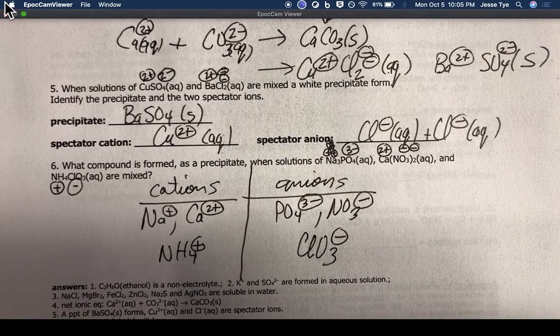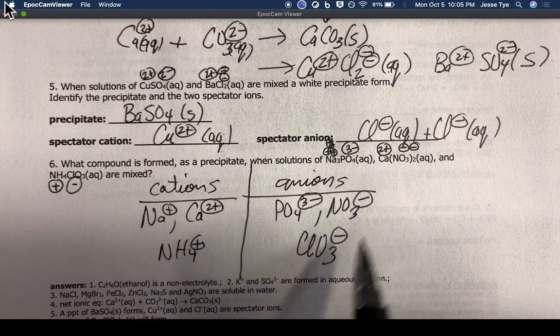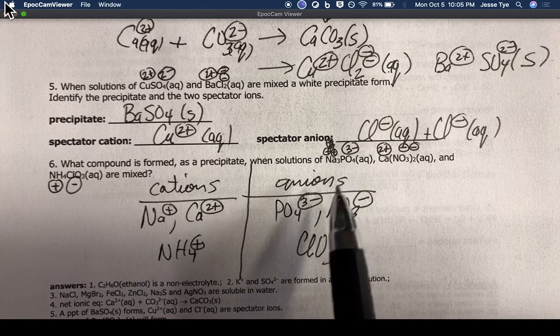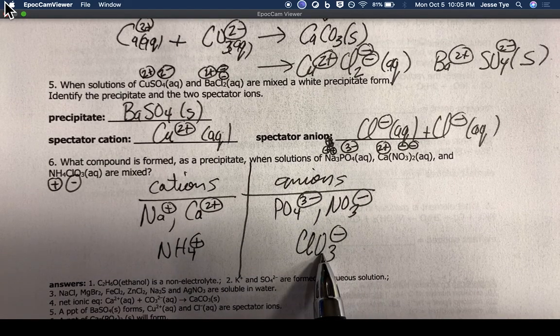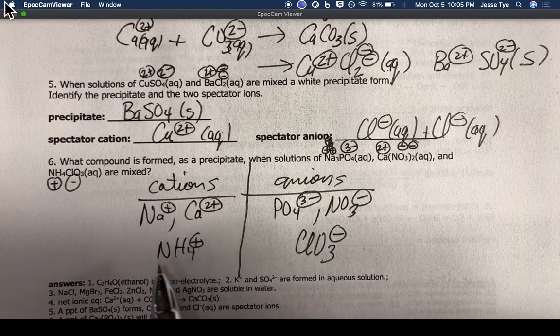And one way to do this, this would be the way that would take the longest to solve this problem, would be to go in and pair sodium with all three ions. We're already given one of them, but pair it with nitrate and chlorate, do calcium with the other two ions, do ammonium with the other two ions.